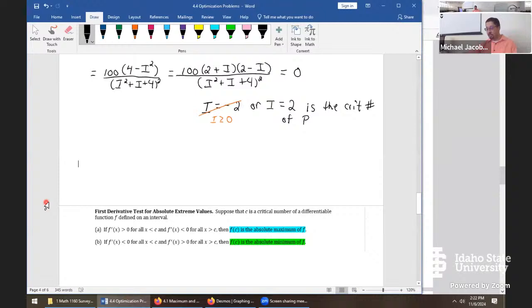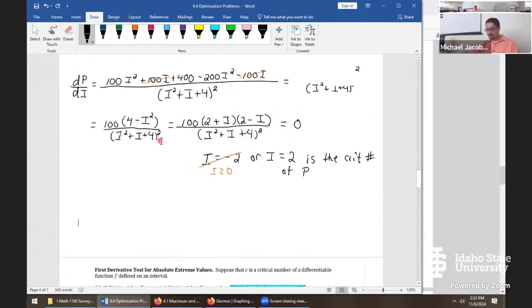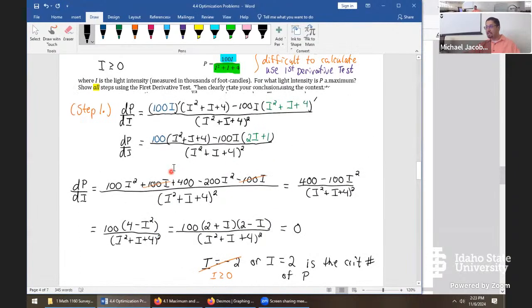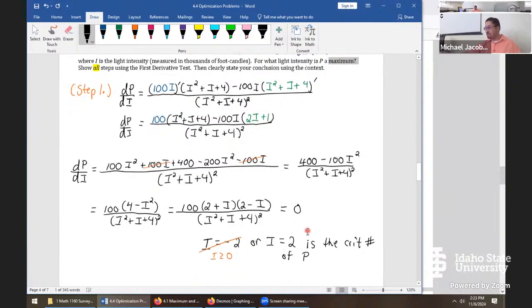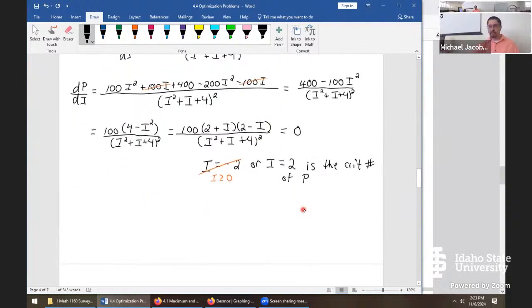So the purpose of step 2 is like a reality check. We're going to show that there really is a maximum of the problem. You might have wondered why not a minimum, but we'll show once and for all there really is a max, and it happens at I equals 2. Let's see if we can do it in this space here. That should fit, I think. Here is step 2.